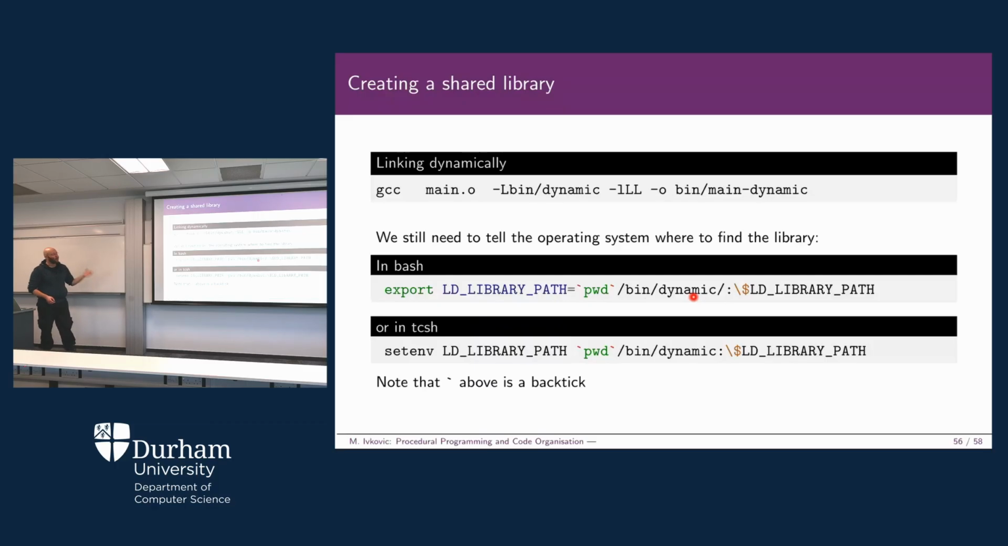And for these path type variables, the convention is that the colons here are separating two different directories. So what we're adding here is another LD_LIBRARY_PATH. Whatever the variable was before, we're prepending our path here. And if we do that, the system will know to look for dynamic libraries in this directory. So your current working directory bin dynamic, it will know to look for them in there as well. And if you run your program now, it'll work out.